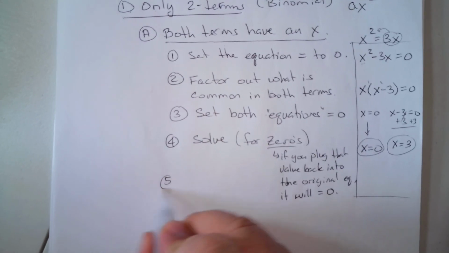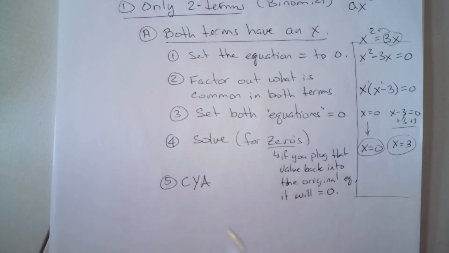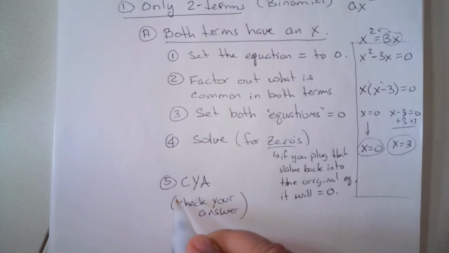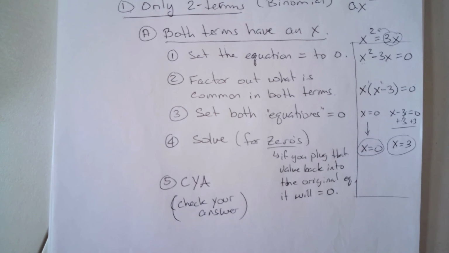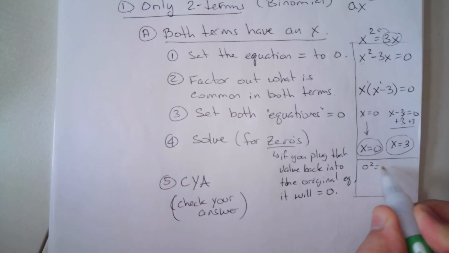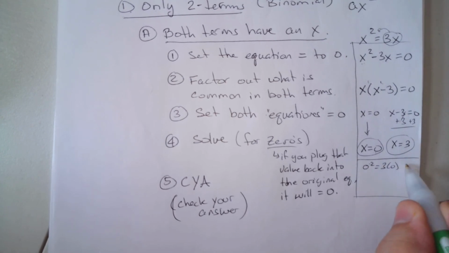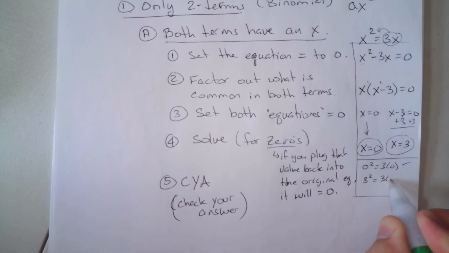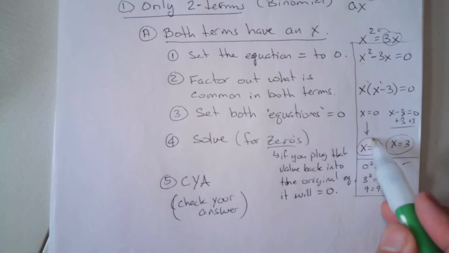I should also put step 5 is CYA. Check your answer, always. Because we're going to get to parts later on where one of them, or both of them, may not work because of the structure of the equation. So when we check our equation, we put 0. 0 squared equals 3 times 0. Yes, 0 equals 0. That works. Let's put 3 in there. 3 squared equals 3 times 3. 3 squared is 9. 3 times 3 is 9. So that works. So they both work. So those are my solutions.